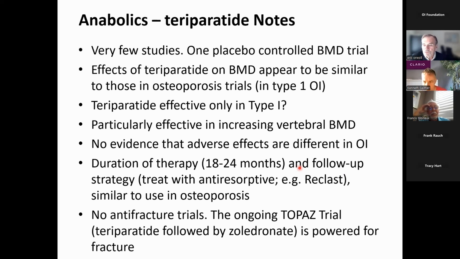So a few summary statements about teriparatide. Again, there are very few studies, only one placebo-controlled trial. I showed you those results. The effects of teriparatide on bone density in people with OI look to be similar to those in people with osteoporosis, but again, only in type 1 OI.